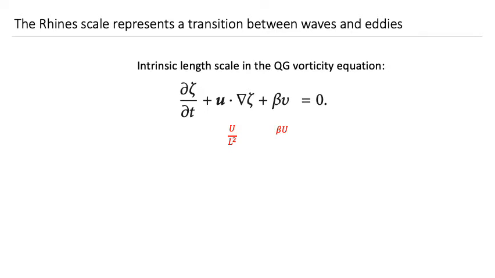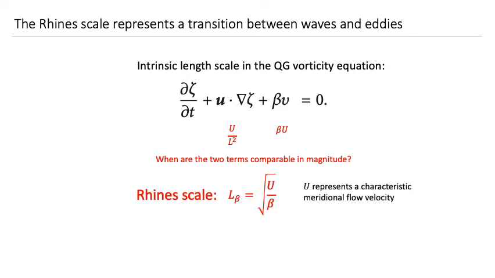And so what the Rhine scale deals with is the relative magnitude of the relative vorticity advection and the planetary vorticity advection terms, which are often thought of as the nonlinear term and the linear term in the equations. You can do a scale analysis and say that the u dot grad zeta term has a scaling of u over L squared, and then beta v has a scaling of beta times u, where u is a velocity. So when are these two terms comparable in magnitude? You just set u over L squared equal to beta u and solve for L, and you'll get what we call the Rhine scale, which I'll denote as L beta, which is equal to the square root of u over beta.